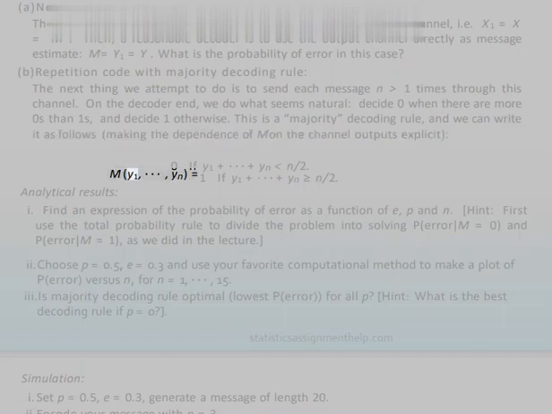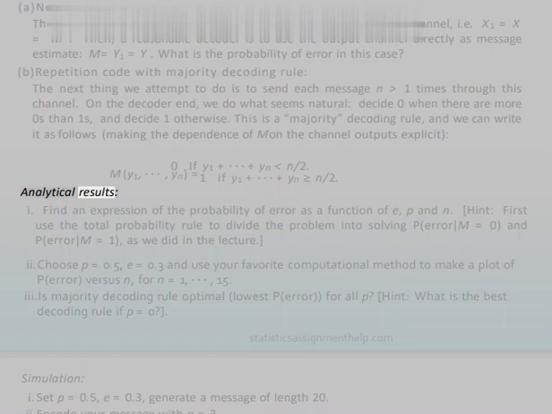m hat(y1, ..., yn) equals 0 if y1 plus ... plus yn is less than n/2, and 1 if y1 plus ... plus yn is greater than or equal to n/2.